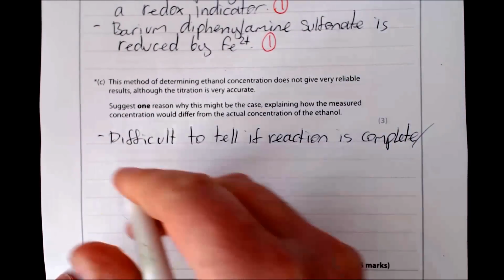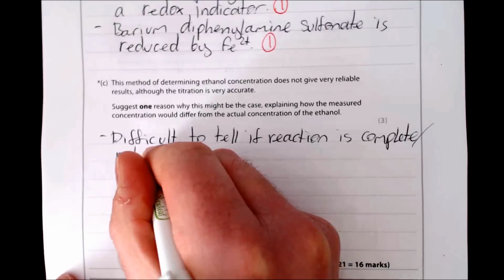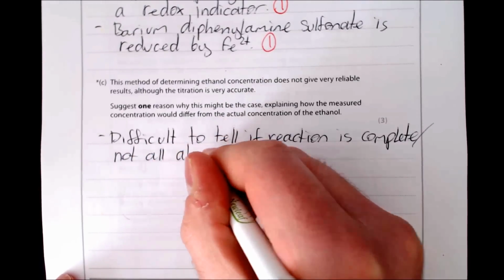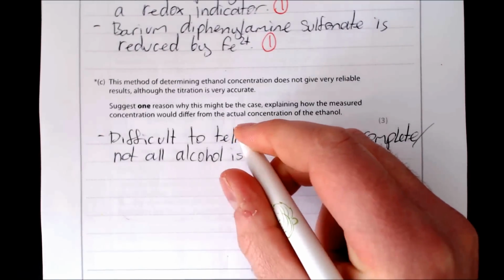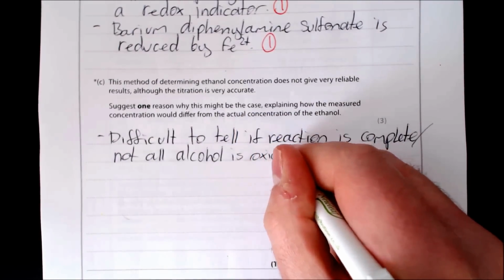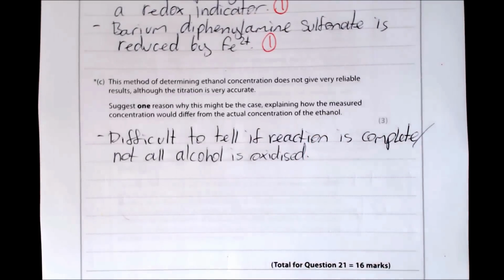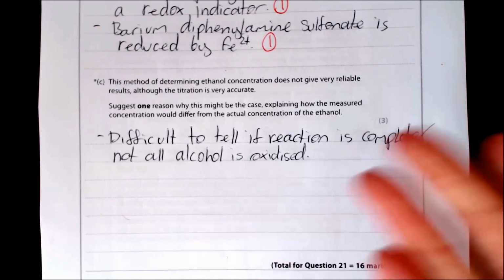You could put something like not all the alcohol is oxidized. It might not be. Some of it might be. Some of it might not be. So obviously that's not going to give you a true value. And if not all of it's oxidized, then we're going to have a bit of a problem. And effectively, less potassium dichromate will be used up. Yeah, because you don't have a large amount of your aldehyde, which your alcohol will oxidize to.